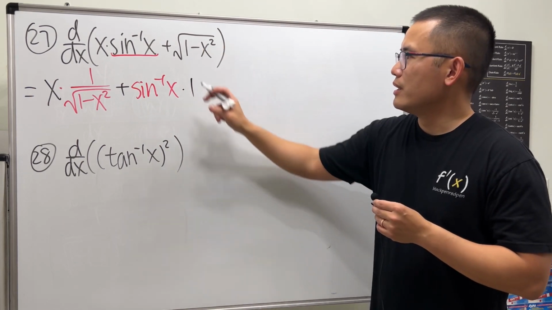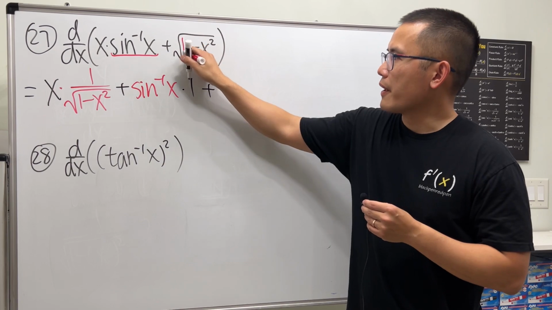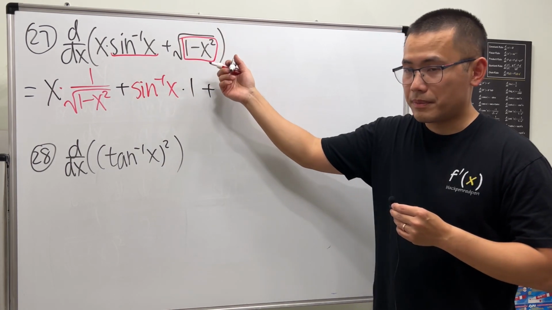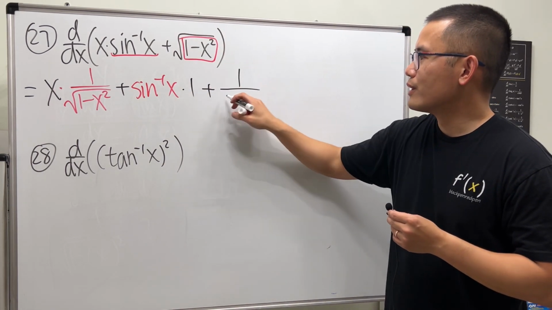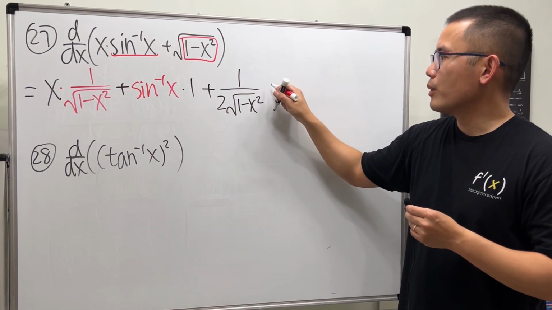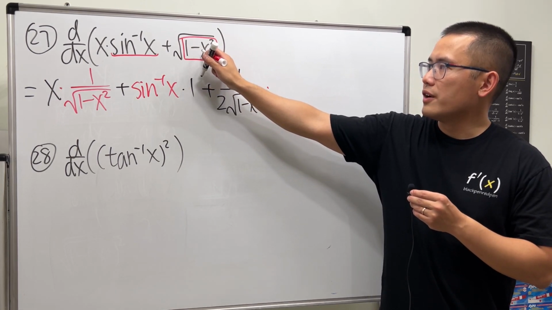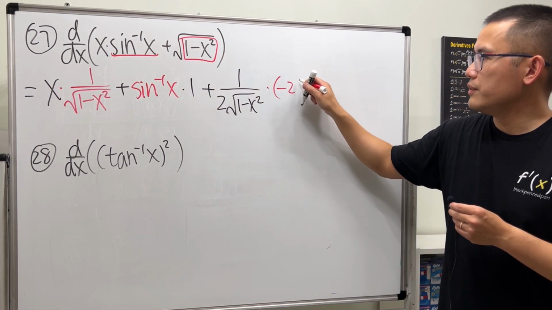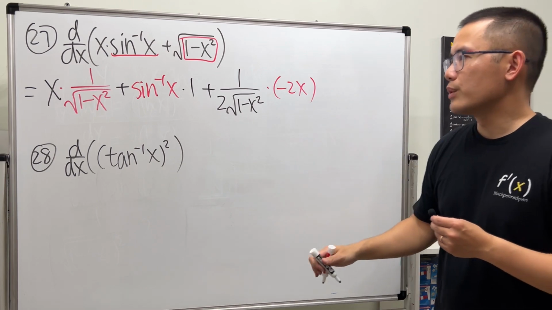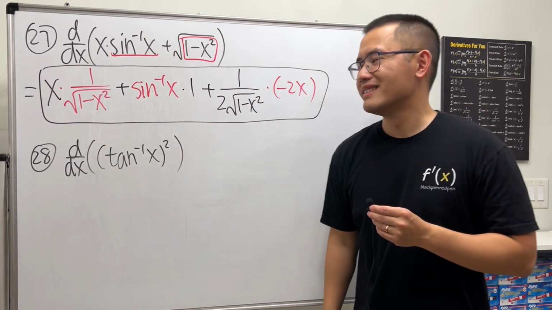Now, for this right here, we just have to add the derivative of square root of something. So square root of a box is 1 over 2 square root of that. And then multiply by the derivative of the inside. Derivative of 1 is 0. Derivative of negative x squared gives us negative 2x. And this right here will do it. If you simplify it, you end up with just inverse sine x.